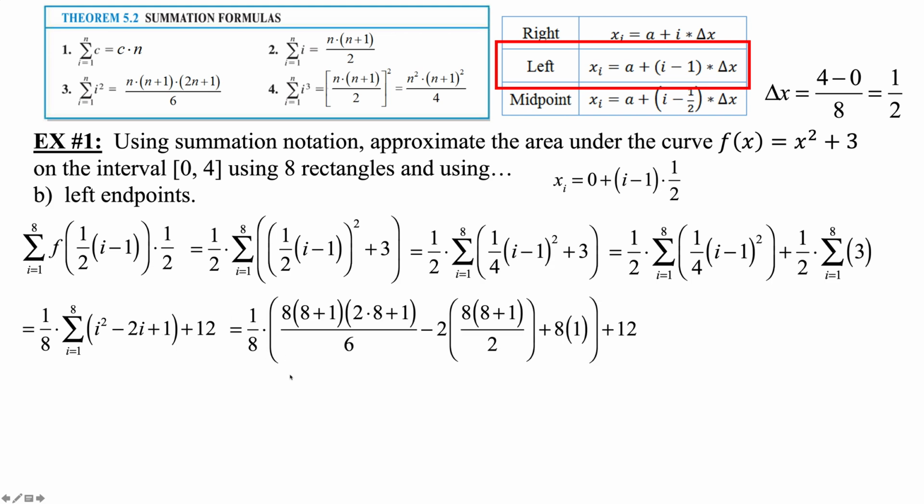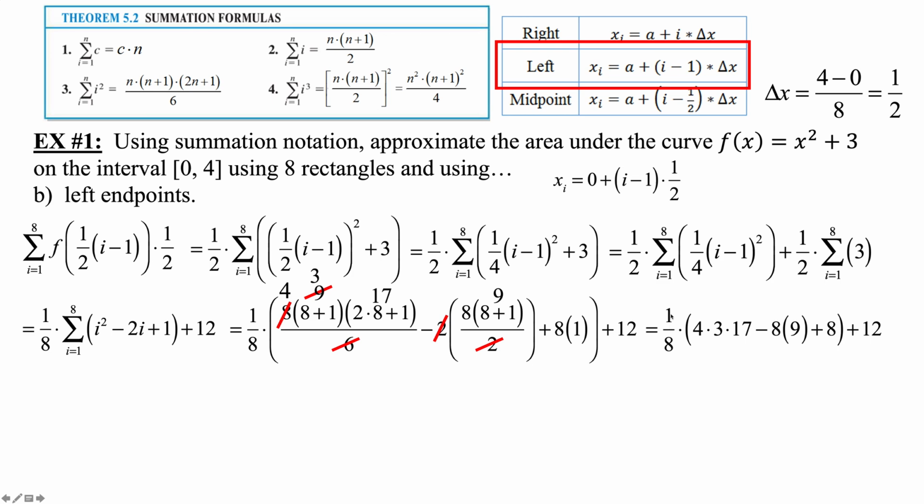So 1/8 times, here's the I squared formula, 8 times 8 plus 1 times 2 times 8 plus 1, minus 2, I is linear, so we use this formula, 8 times 8 plus 1, and then you have the 1 at the end, so you use your constant, 8 times 1. Again, everything on the inside here, fractions, should cancel. So 8, 9, 17, will do the same thing. A 2 from the 8, a 3 from the 9 cancels a 6, leaving us 4 and 3. Here, the 2 can cancel with this 2 that's going to be multiplied to it, or you could cancel with that 8. Either one's fine.